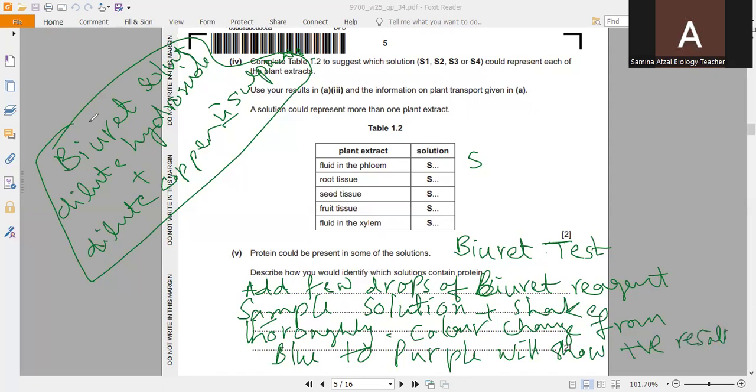It means proteins are present. If the color is changed, it can be purple, violet, mauve. So any one of them, with a little bit of difference in the shade. So if the color is changed from blue to purple or mauve or violet, that shows that proteins are present.